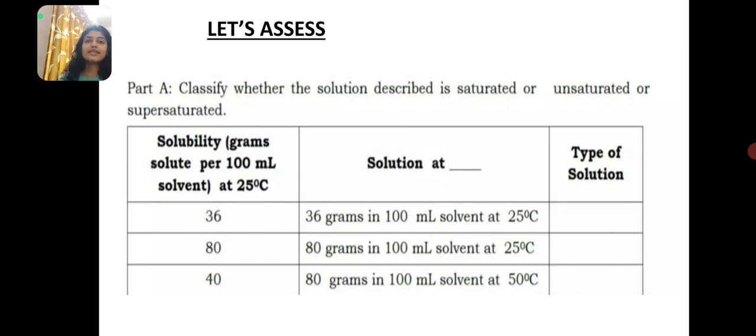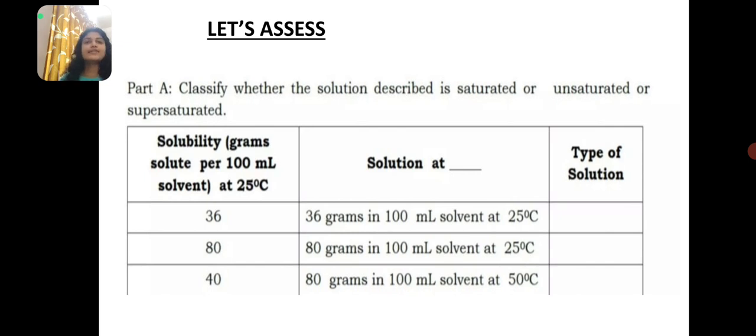So, coming to the second question, the solubility given at 25 degrees Celsius is 80 and the solution is at 80 grams in 100 ml solvent at 25 degrees Celsius. Here again, in the second question, the amount of solute present is exactly equal to its solubility. This means no more solute can dissolve and the solution is still saturated.